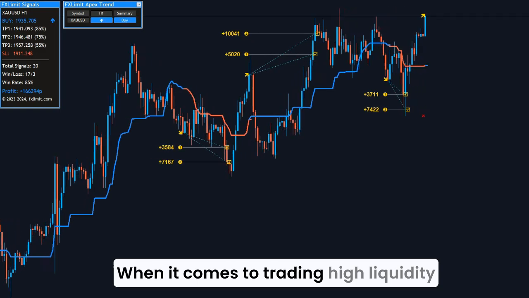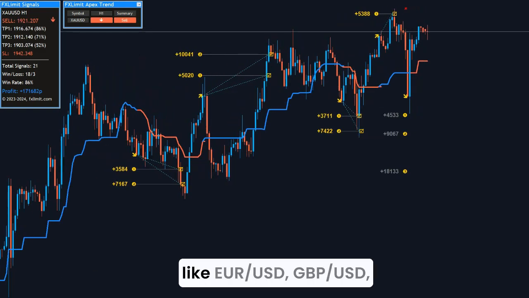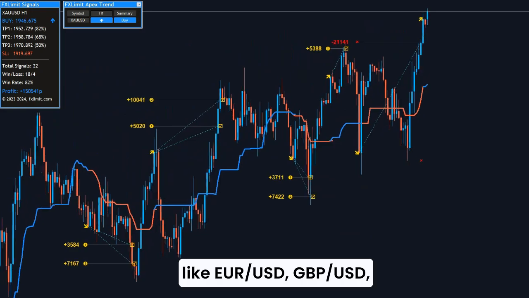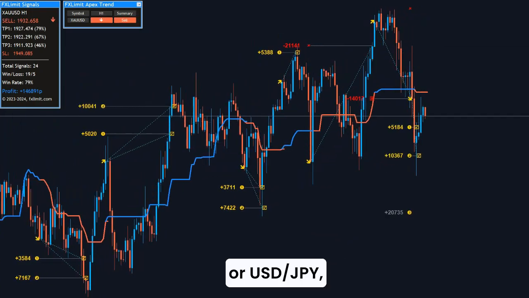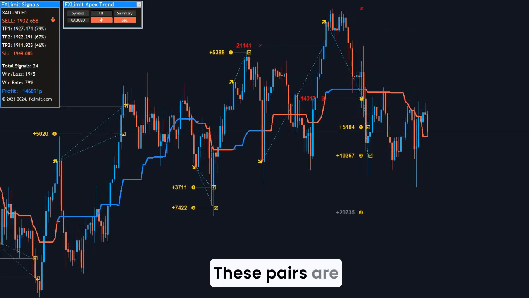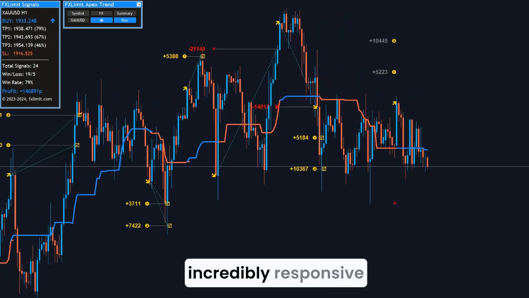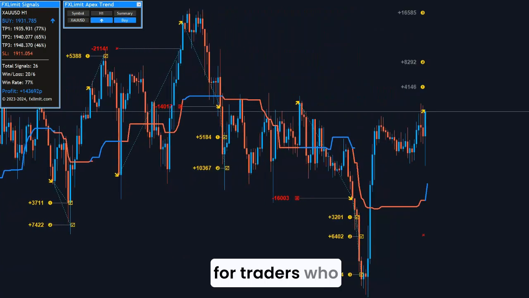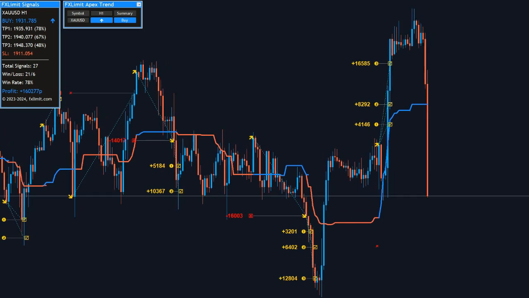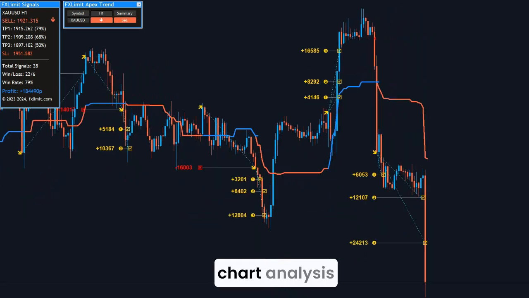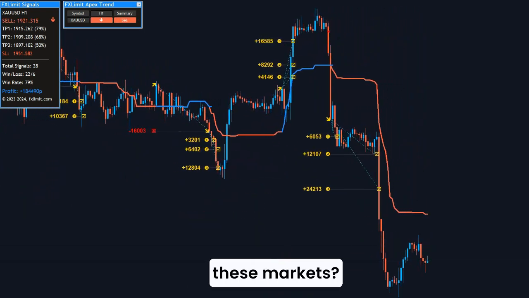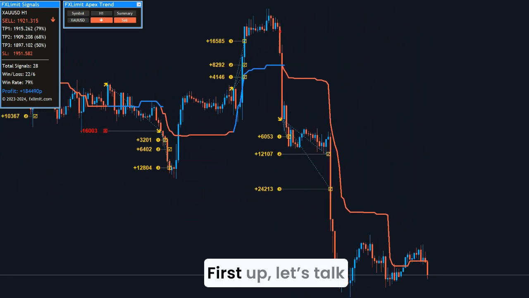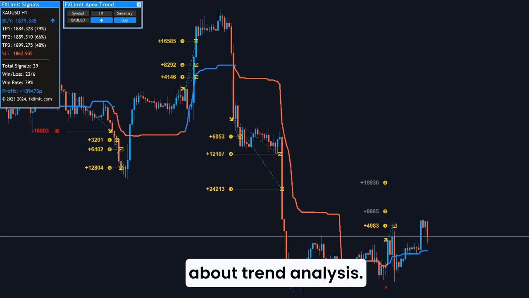When it comes to trading high-liquidity Forex pairs like EUR-USD, GBP-USD, or USD-JPY, precision matters. These pairs are volatile, yet incredibly responsive to technical analysis, making them ideal playgrounds for traders who know how to read a chart. So, what are the best chart analysis techniques to master these markets? Let's dive in. First up, let's talk about trend analysis.